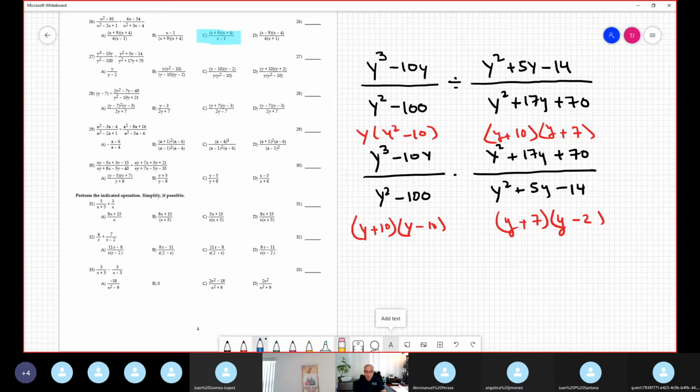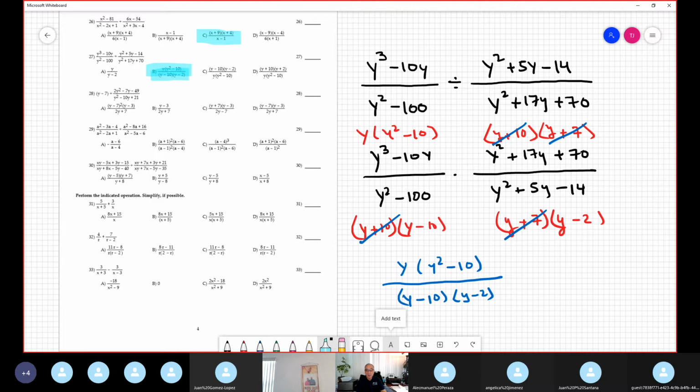Okay, ready. What is cancelled? Well, y plus 10 is gone. Y plus 7 is gone. I guess that's it. Because this is y squared minus 10, it stays in the top. In the bottom, y minus 10 stays as a factor, and y minus 2. I guess this is the answer.